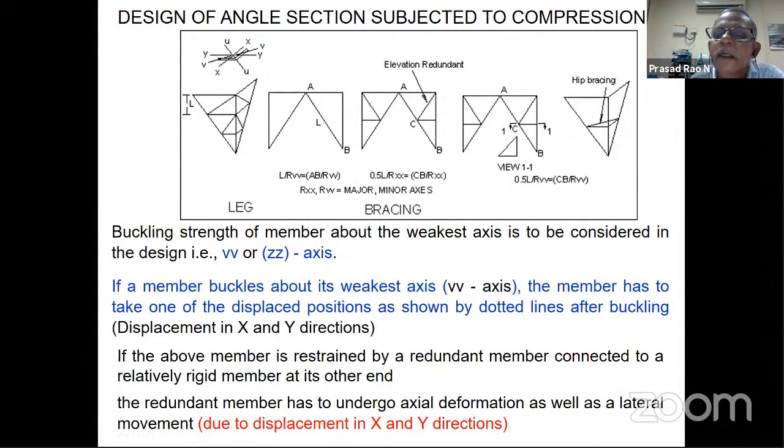The other plane bracing members should have a tension of 75%. Suppose this bracing member AB is subjected to 10 tons, at least 7 to 6 tons tension load should be there in the other side bracing. Otherwise, if that is also subject to compression, there is no meaning in putting that hip bracing. That member will pull away, and will come along with this member in the outer plane.